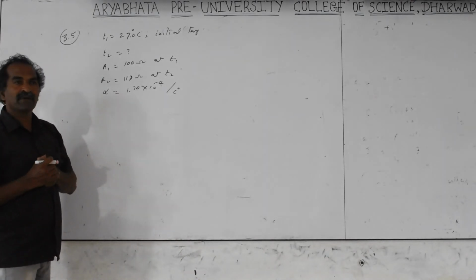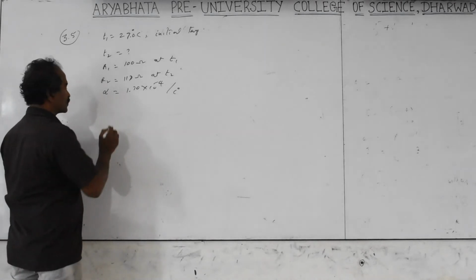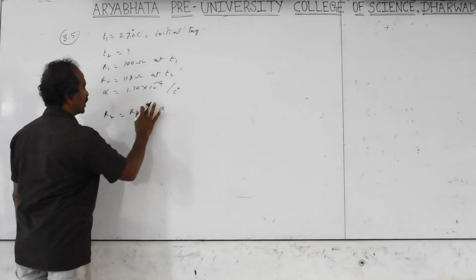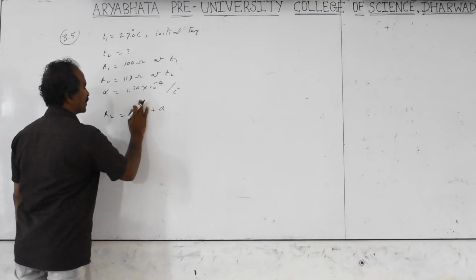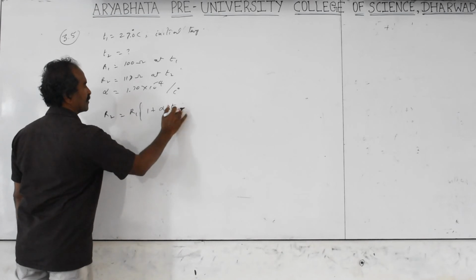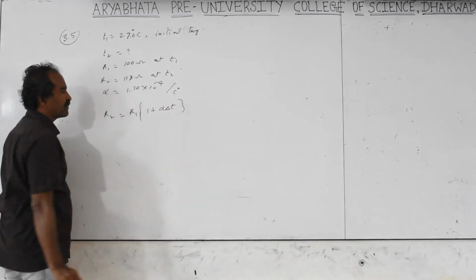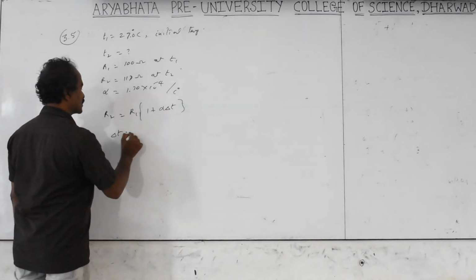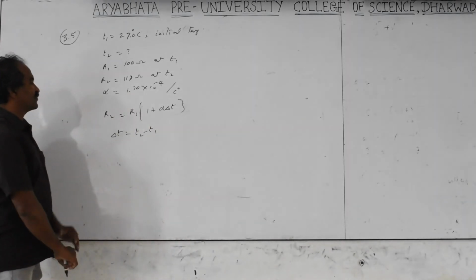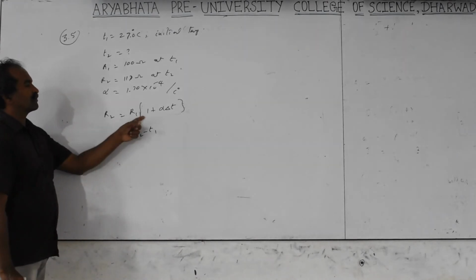What is the relation we have? R2 is equal to R1 into 1 plus alpha into T2 minus T1, where delta T is the temperature difference. Delta T is equal to T2 minus T1. R2, the final resistance, is equal to the initial resistance R1 into 1 plus alpha into T2 minus T1.